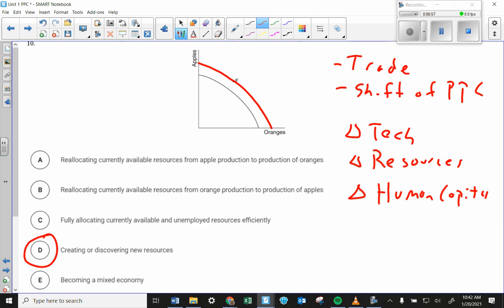Okay, reallocating doesn't do it for sure. Fully allocating means that you weren't doing it before, which means you were at a point inside before. And then becoming a mixed economy, that's not going to necessarily change it because all societies have production possibility curves that they have to worry about.